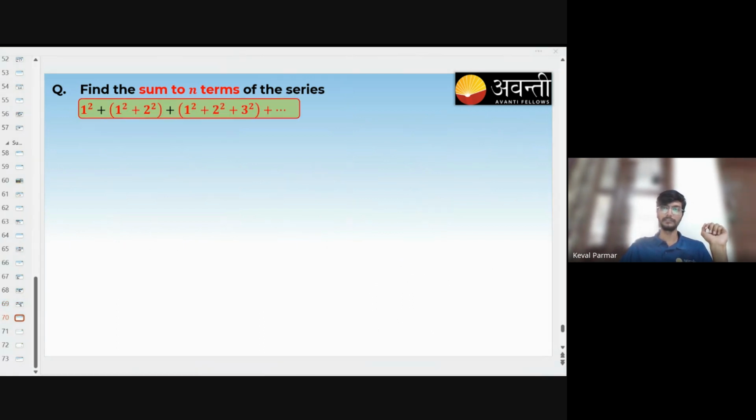Yeah, this is a very interesting sum. Again, I'll give you 2 minutes for this. Obviously, this is a previous year question, right? It has been asked in JEE.